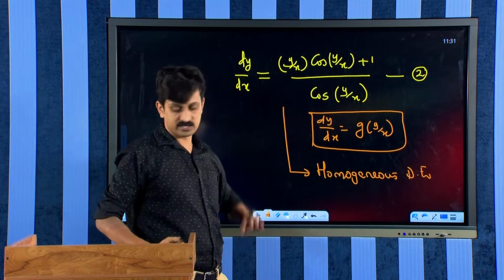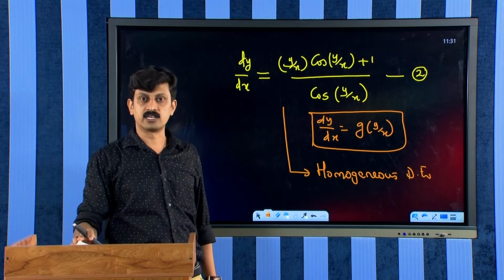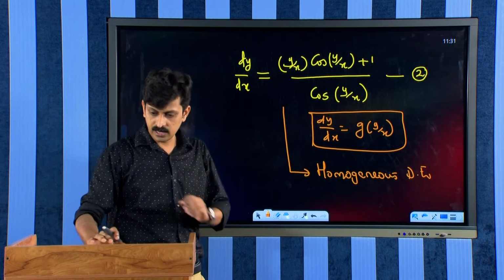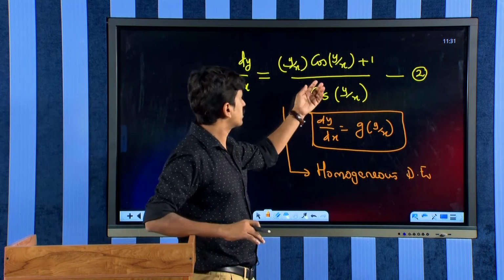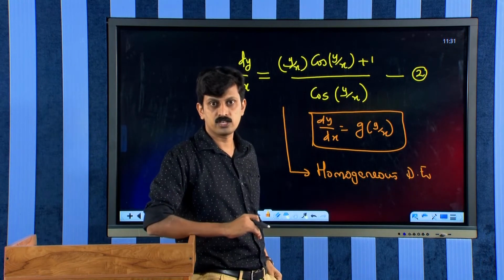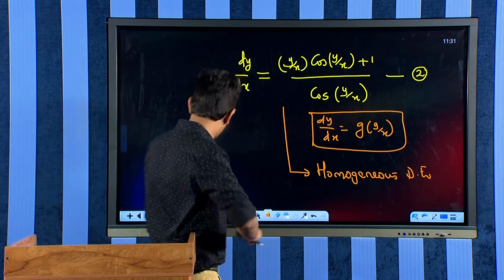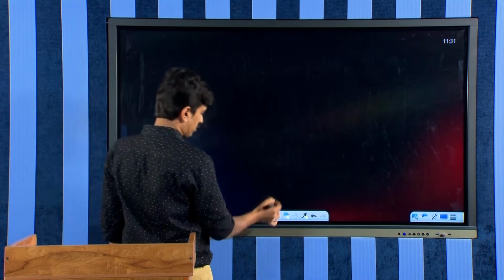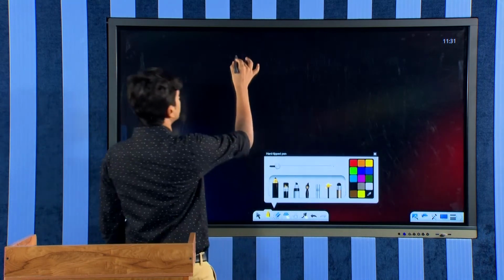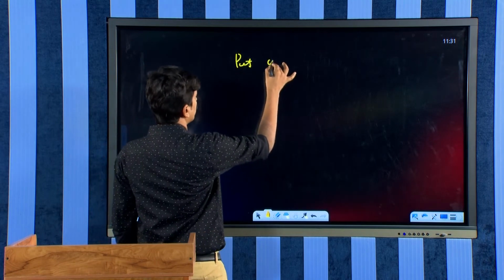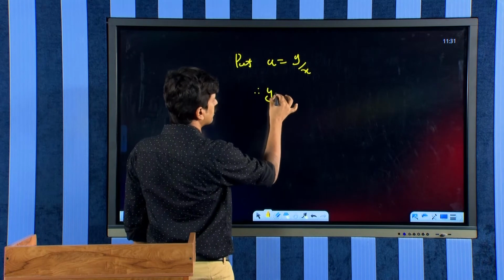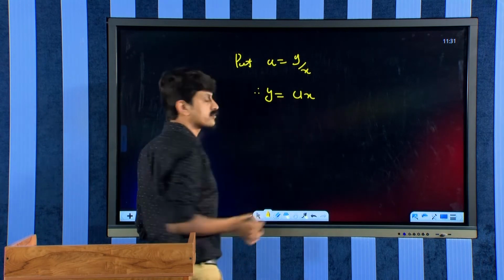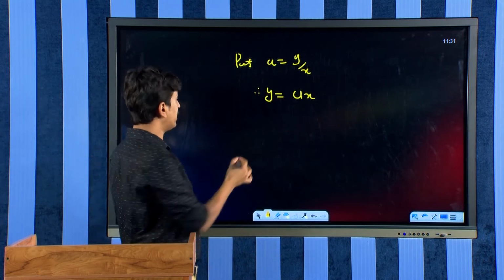So, this is a homogeneous first order differential equation. As it is homogeneous first order, we can put u as y by x. So, we put u is equal to y by x. Therefore, y is equal to ux. So, we have dy by dx.